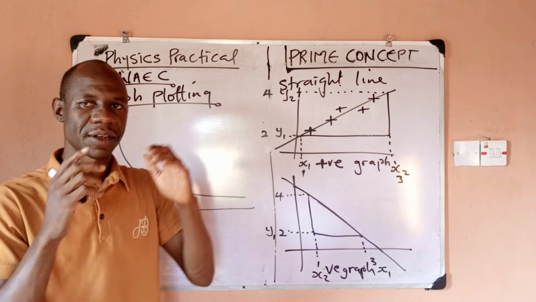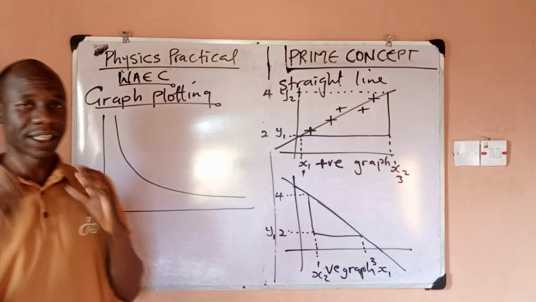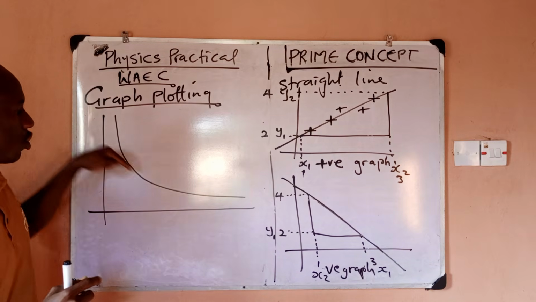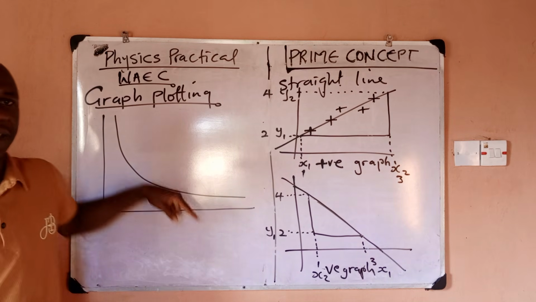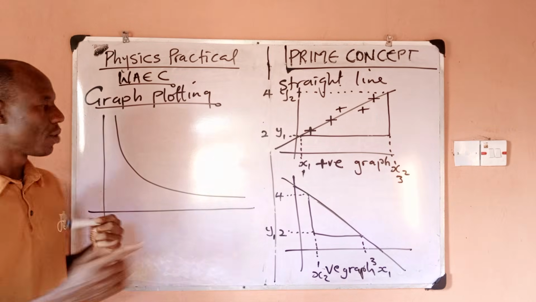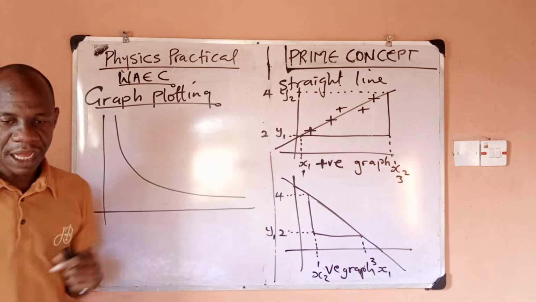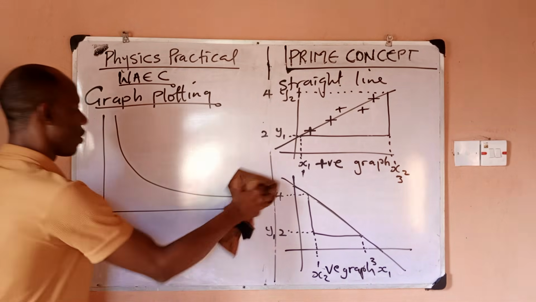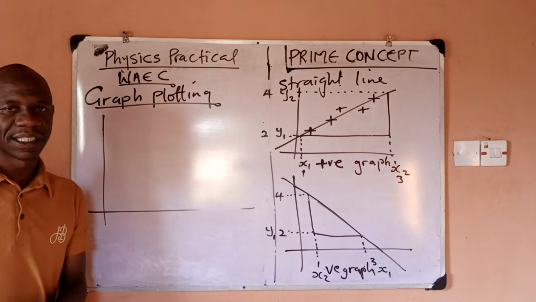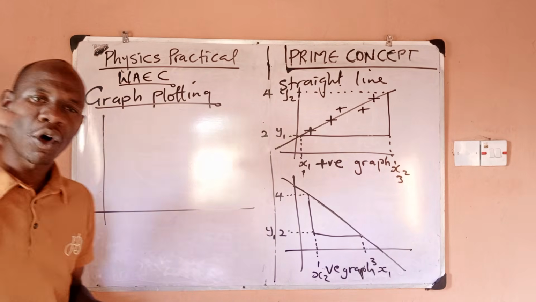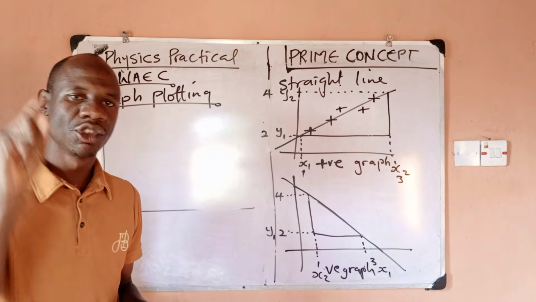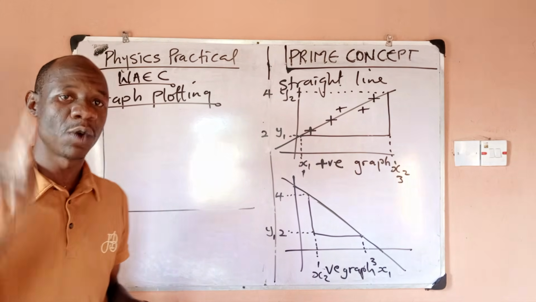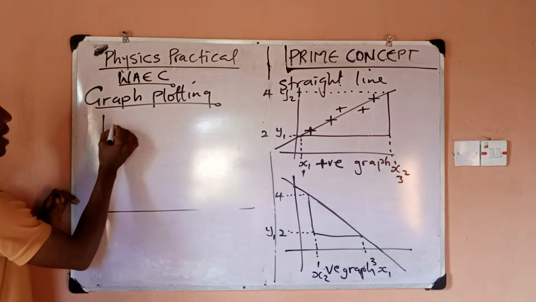Now, the mistake a lot of students also make, which I'm still going to explain, is that when they want to join a curve, they want to join everything. No, please. If you have points that form a curve like this, you don't join everything. You join the points that give you a perfect curve. Say you have something like this.